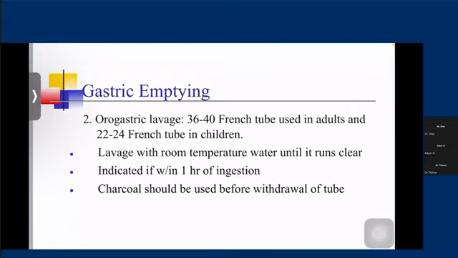And gastric emptying by lavage is done by inserting an NG tube and then flushing with normal saline. When we insert, we have to use a larger size tube, reaching up to 40 French, and in children up to 24. So we have to use the largest one. We lavage with room temperature water until the content becomes clear. Usually this is indicated within 1 hour of ingestion, and we can also use the NG tube to administer charcoal, so we should not remove the NG tube because it has additional benefit.